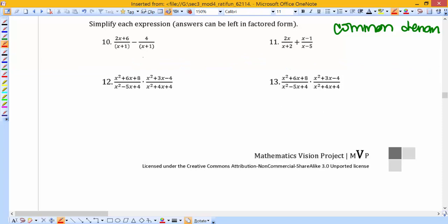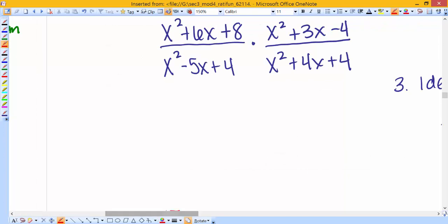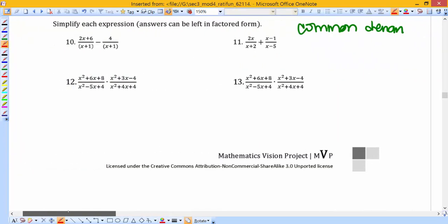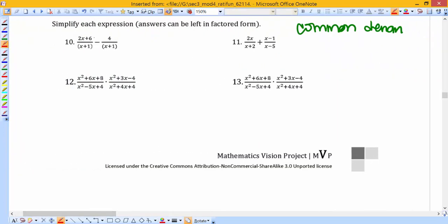So, actually no, I won't do number 10. 10's easy. 10 already has a common denominator, so I don't need to worry about that. Just go ahead and put those 2 together. But in 11, you do need a common denominator.